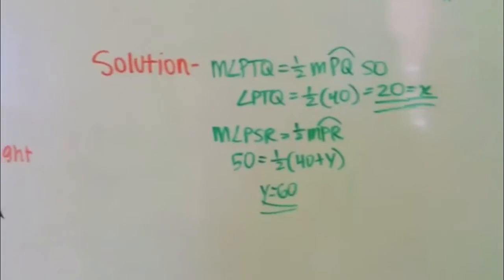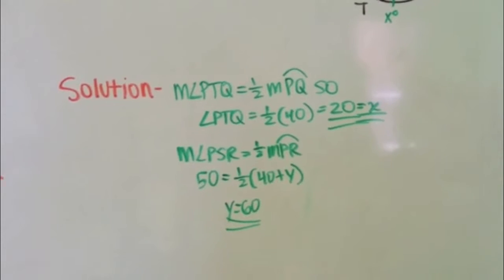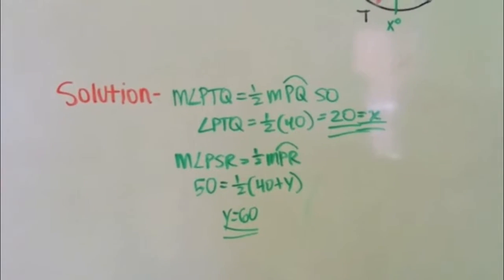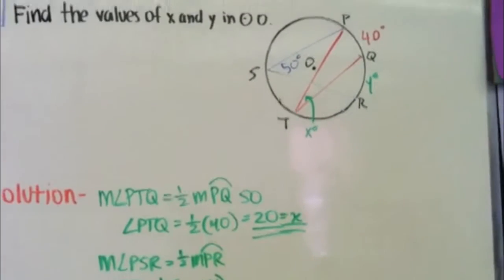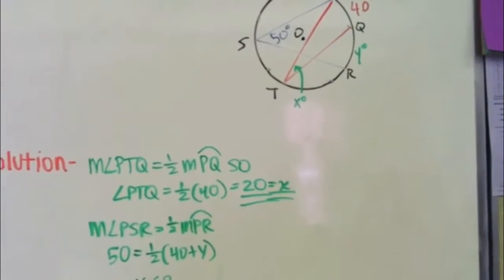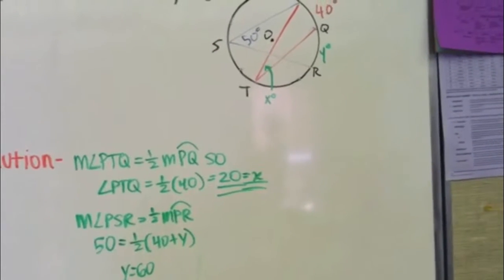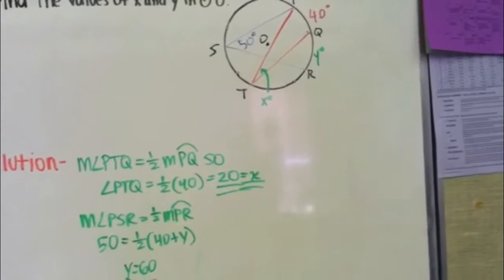Solution. Measure of angle PTQ equals half of measure of arc PQ. So, angle PTQ equals half of 40, which is equal to 20, which is equal to x. Measure of angle PSR equals half of measure of arc PQ. 50 equals half of 40 plus y, so y equals 60.